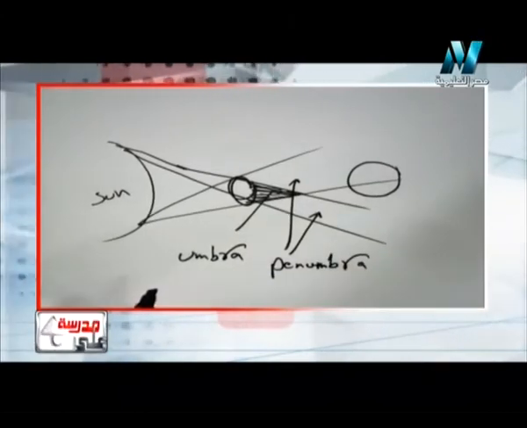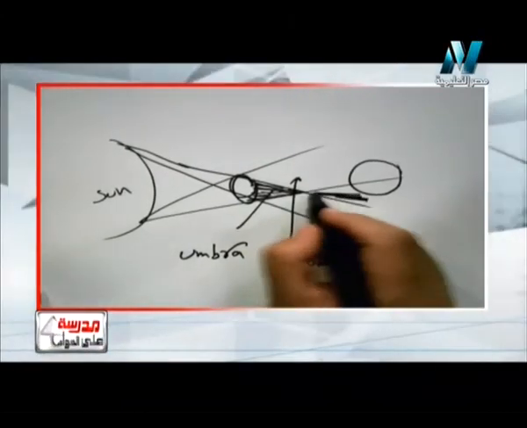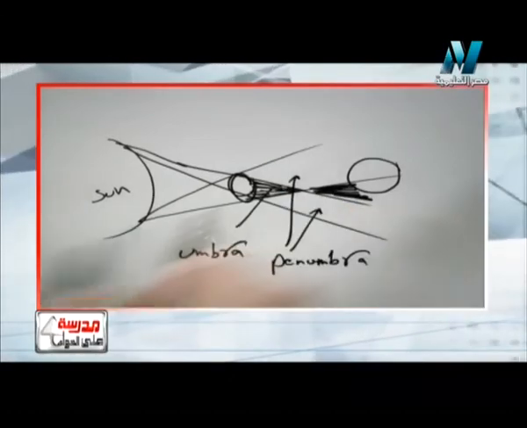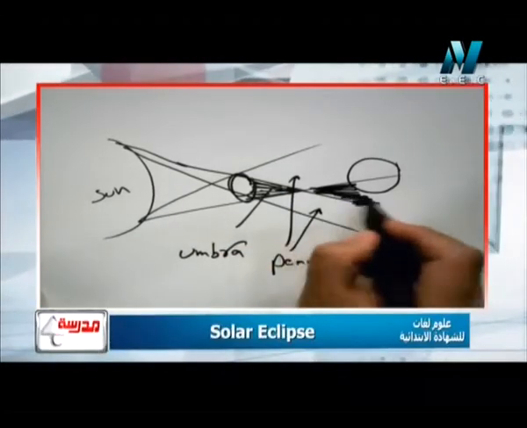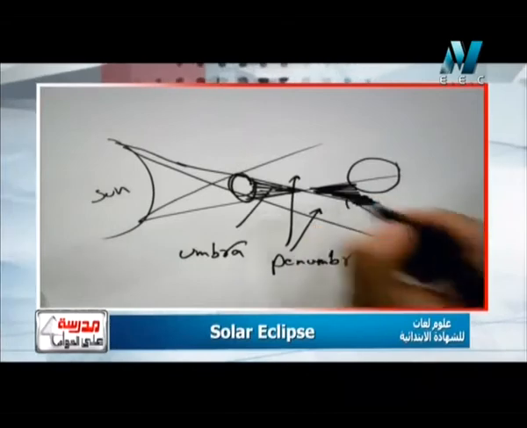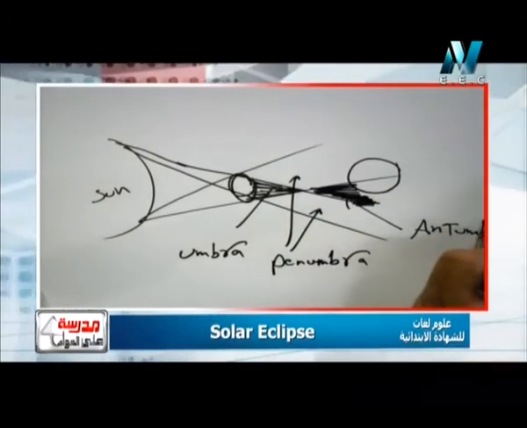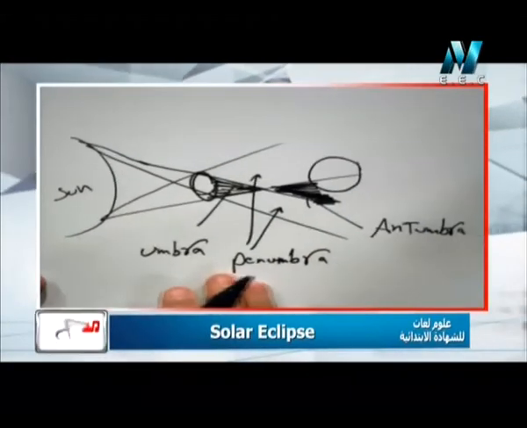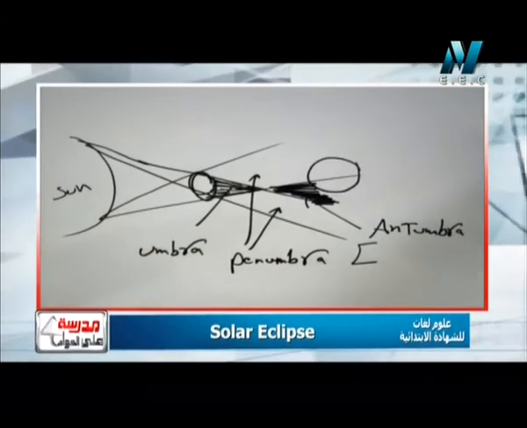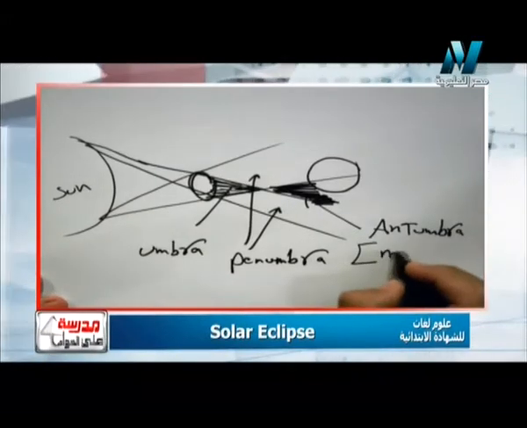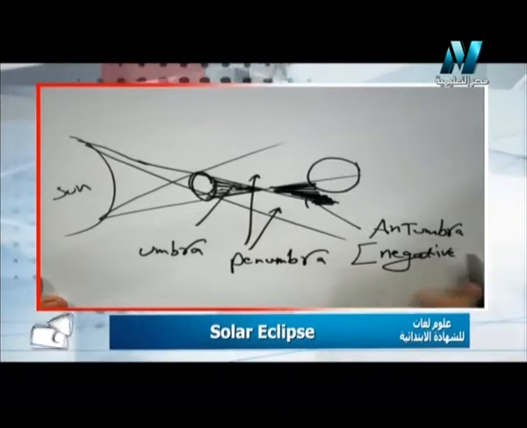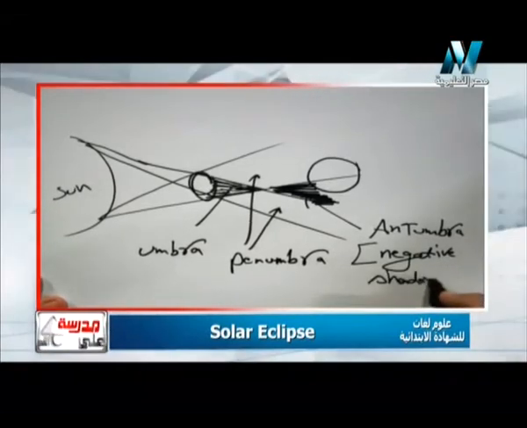And here I have another new area which is like the umbral cone. So there is a completely new third area that we will call the antumbra, or we can also call it the negative shadow. So it can have two names.